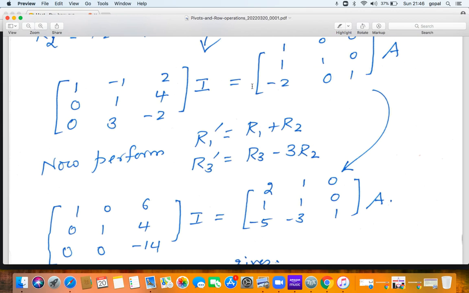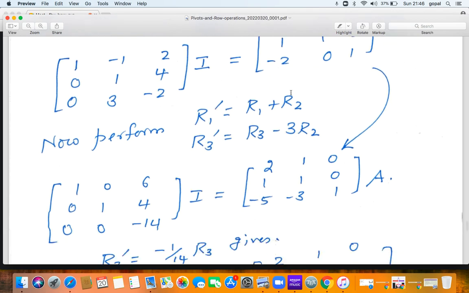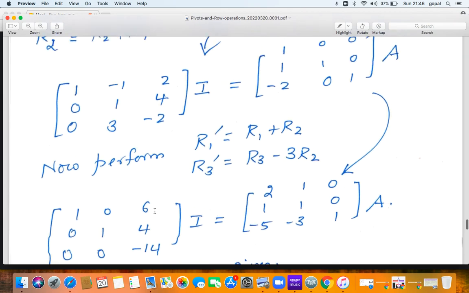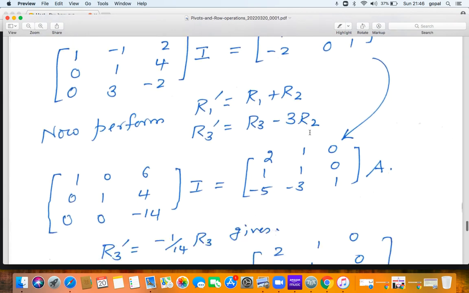And I must perform the same operations in the same order on the prefactor that you see on the right hand side. Perform it and you get 1, 0, 6; 0, 1, 4; 0, 0, minus 14. On the right hand side, you get 2, 1, 0; 1, 1, 0; minus 5, minus 3, 1.